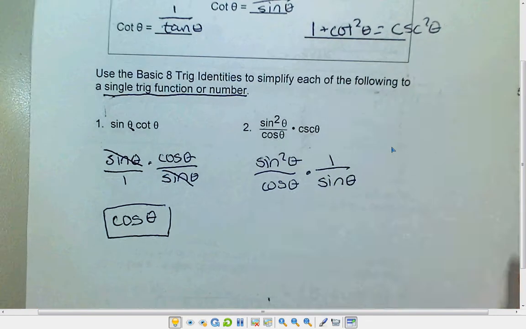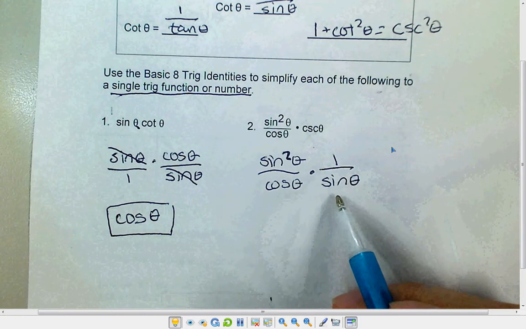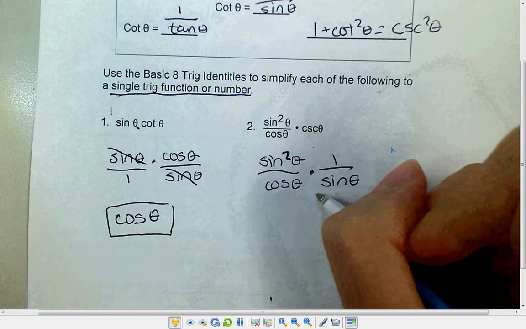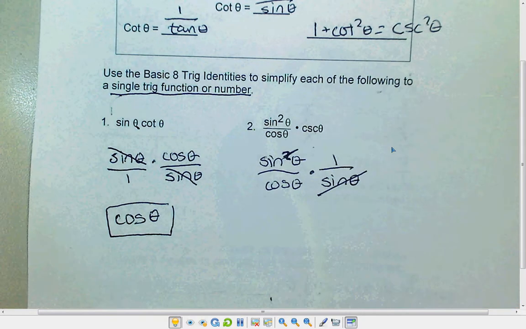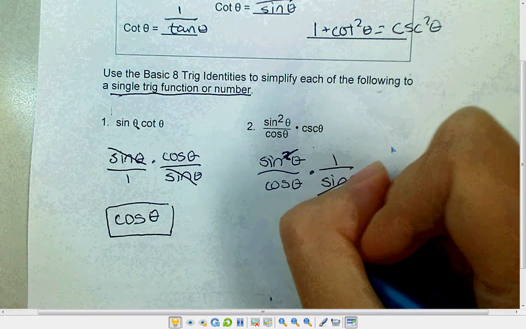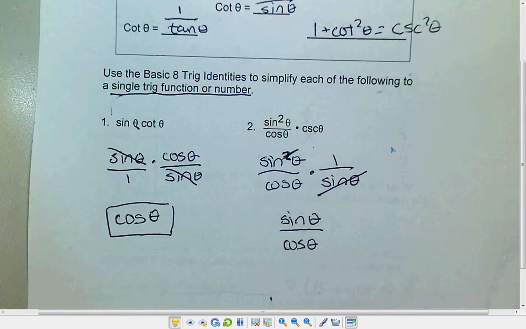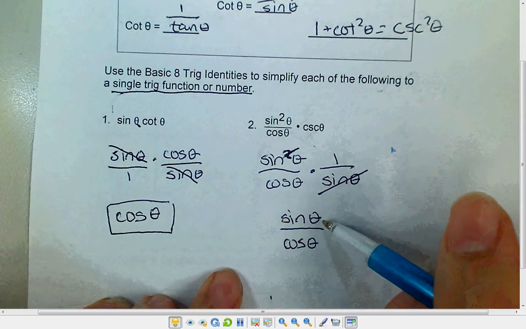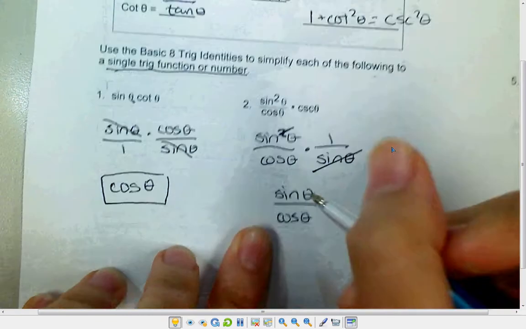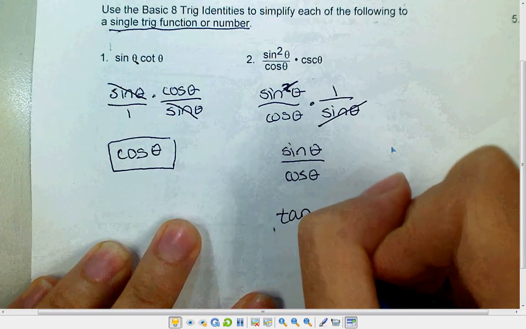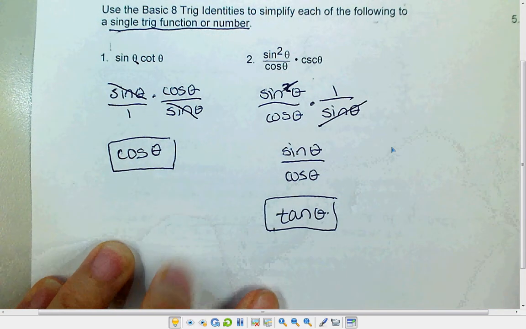Okay, so because I have a sine squared on top and a sine on the bottom, I can cancel out this sine with one of these. So it cancels out the squares. It just leaves us with 1 sine on top. And if we have 1 sine on top and 1 cosine on the bottom, this is sine over cosine, tangent. So we can rewrite this as just tangent. And now we just have 1 trig function. And so that can be our answer.